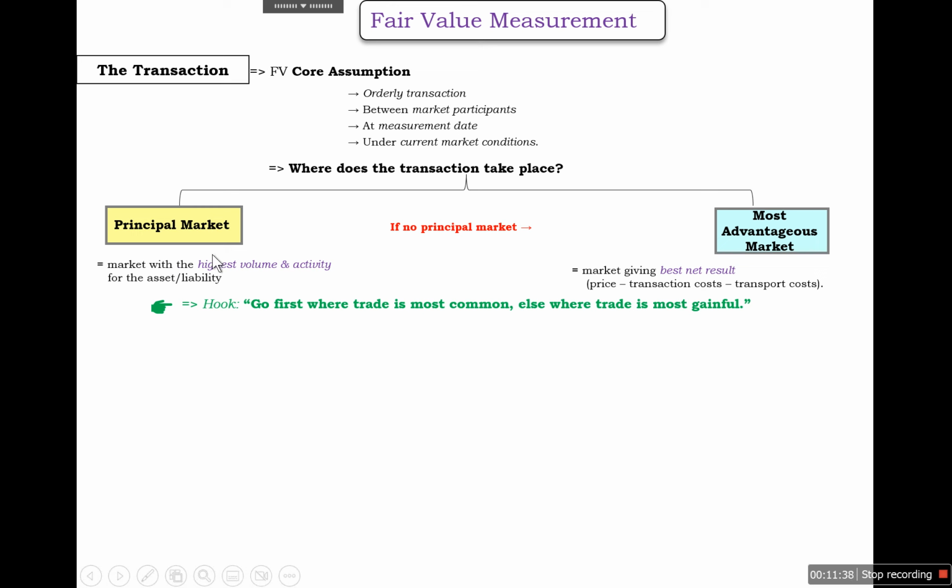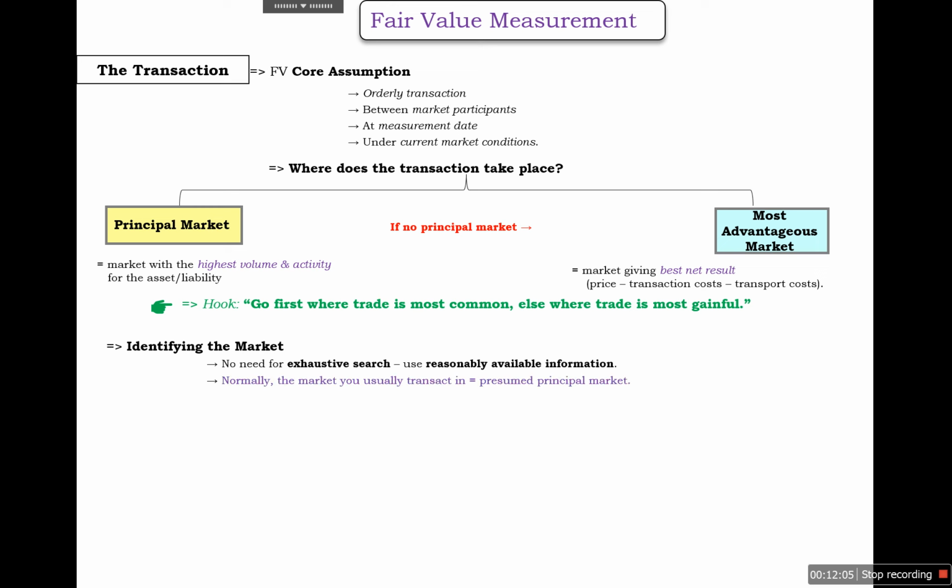So if the principal market is there, with the highest volume, we need to value fair value from the principal market data. Otherwise, we need to go to the most advantageous market. And when we are identifying the market, there is no need for an exhaustive search. We need to use the reasonably available information that we have. And normally the market in which we trade is called the principal market.